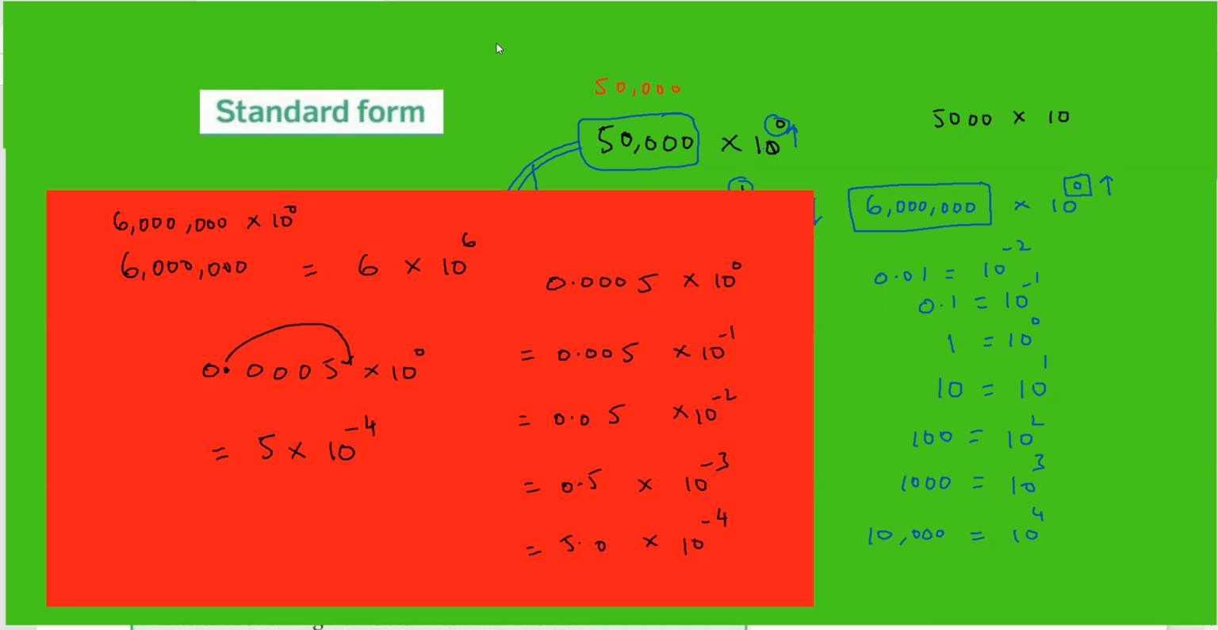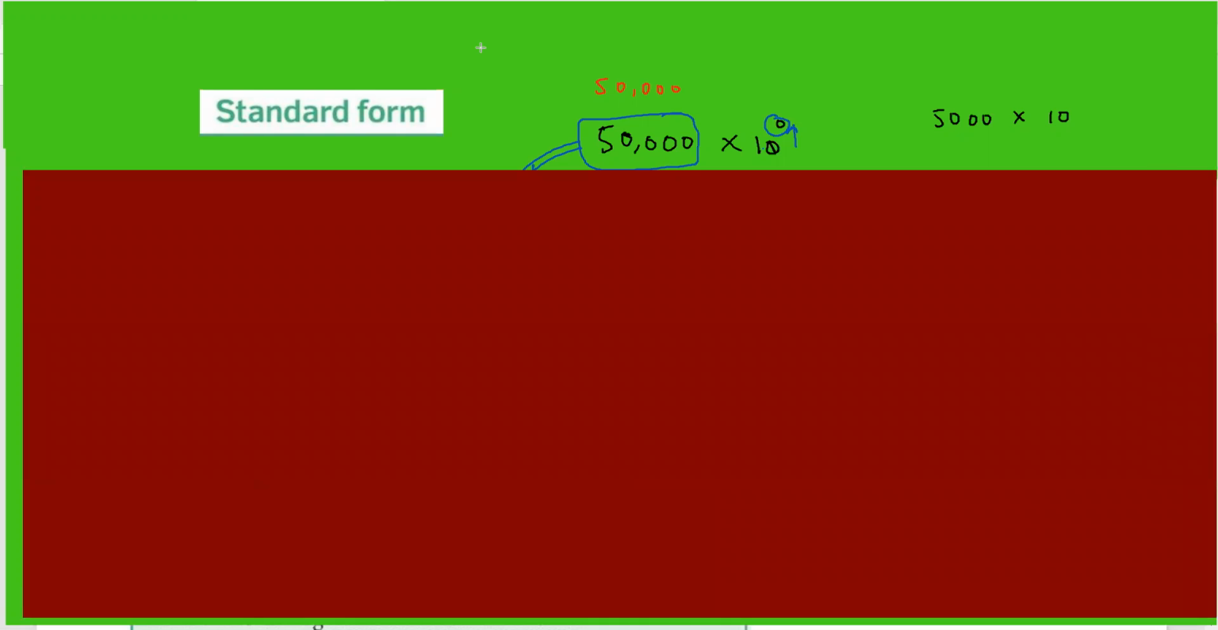So let's now have questions and see if we can really write them in standard form. I'll be asking you people. Okay, guys, now suppose we have 23,458. We want to write this in standard form. So where is the decimal point right now? Do we have a decimal point here?